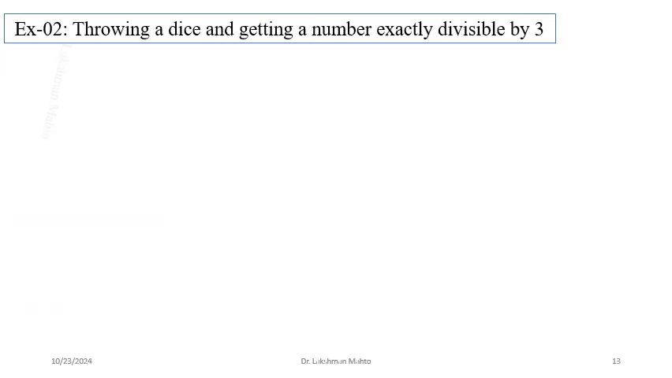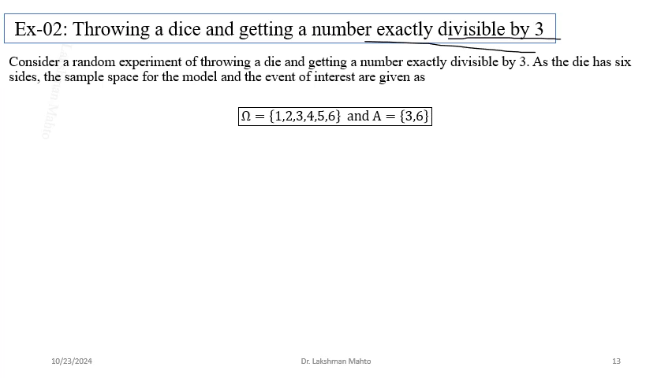Now we take the second example, throw a dice and getting a number exactly divisible by 3. Remember that again here we are defining an event by using a statement that getting a number divisible by 3. So if you throw a dice, then you will get 6 possible faces. That means these are the possible outcomes when you are throwing a dice. So if you are willing to identify an event which is saying that we are looking for the numbers which are exactly divisible by 3, what are the numbers here in this sample space? 1 is not divisible by 3. 2 is also in the same way. Yes, 3 is divisible by itself, 4 is not divisible by 3, 5 is not divisible by 3, 6 is divisible by 3. So the event of interest would be a set containing just two outcomes, 3 and 6.